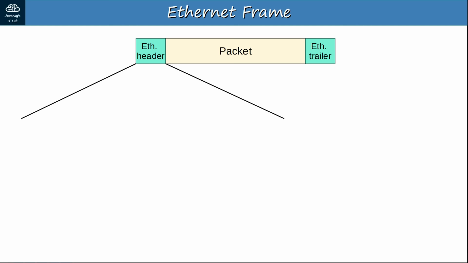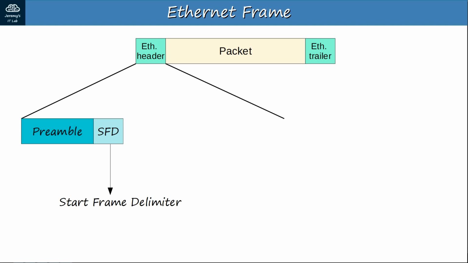First, the preamble and SFD, which means start frame delimiter. These are used for synchronization and to allow the device to be prepared to receive the rest of the data in the frame. Next is the destination, the layer 2 address to which the frame is being sent. Next, there is the source, the layer 2 address of the device which sent the frame.